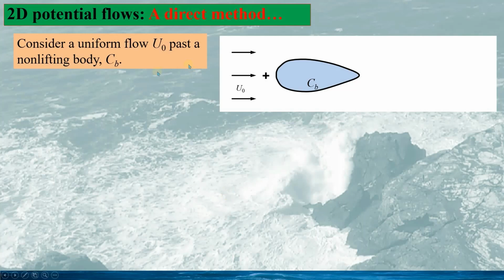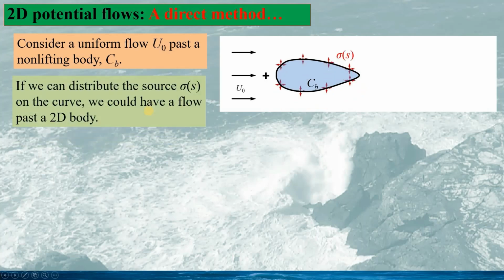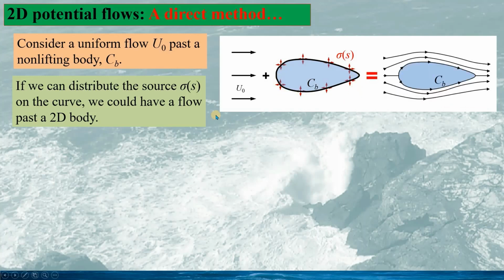Now we look at the real case. A uniform flow U0 passes a structure, but here we consider the structure to be a non-lifting body CB. That means the combination of the uniform flow and the structure will not produce any lift on the body. If we distribute the source sigma on the body surface, this is the flow pattern we expect, combining the uniform flow and the source. So this is the flow pattern.